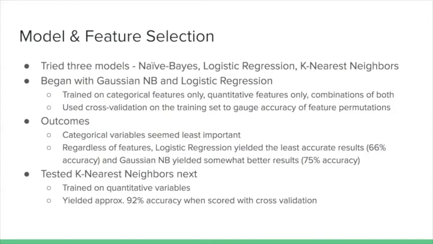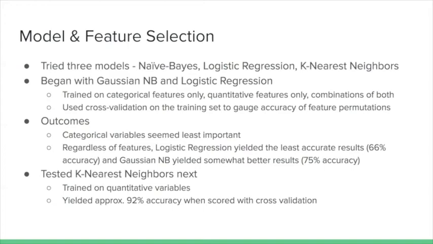So the outcomes from testing these first two, we found that categorical features did not really seem that important when predicting the success. And then regardless of features, the logistic regression model yielded the least accurate results with only a max of 66% accuracy, and the Gaussian naive Bayes yielded somewhat better results, with a max of 75% accuracy, but it wasn't exactly what we were looking for.